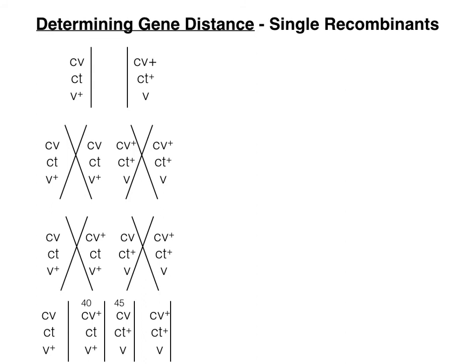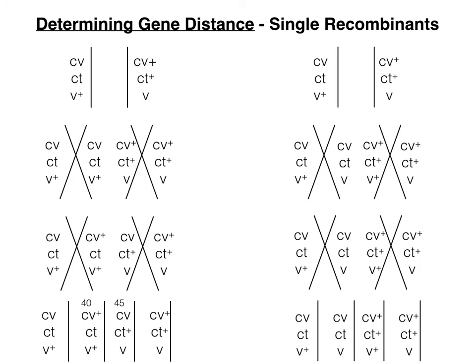which are the direct result of a single crossover between CV and CT, we now know which of those possibilities from the previous slide are the result of a single crossover between CV and CT. Again, here's the picture that I showed you previously. Again, please excuse the fact that there should be a V plus here and a V there, but regardless, this time a single crossover between CT and V will produce these two combinations of alleles. Of course, the V plus should be here and the V should be there.